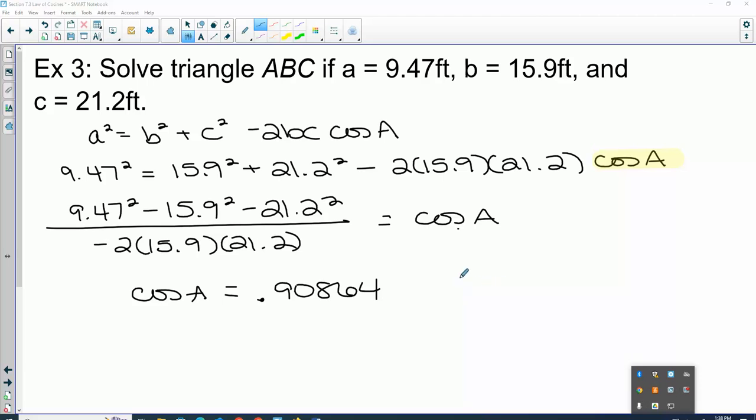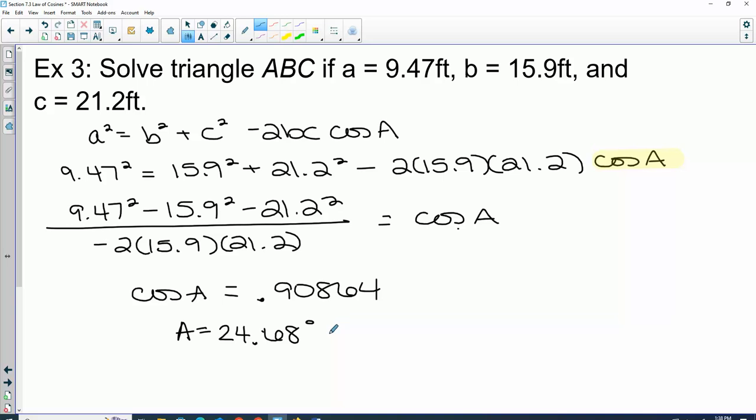Now cosine is positive in quadrant 1 and 4. So when we're doing that, if we do our reference angle, so cosine inverse 0.90864, we get 24.68 degrees.